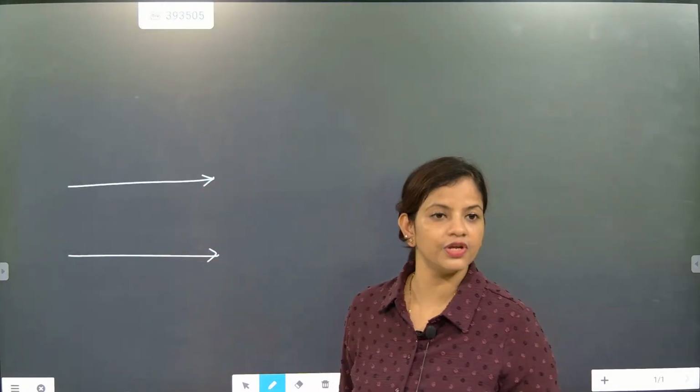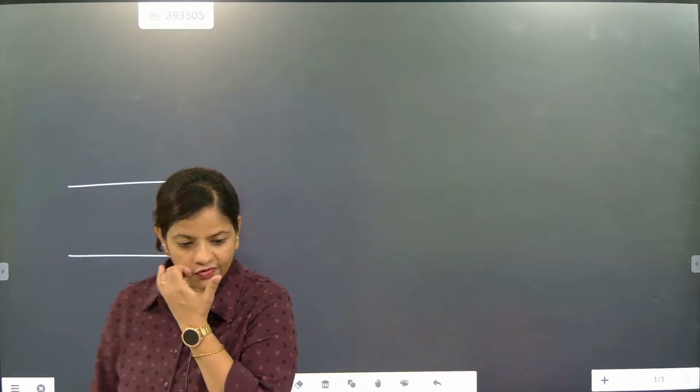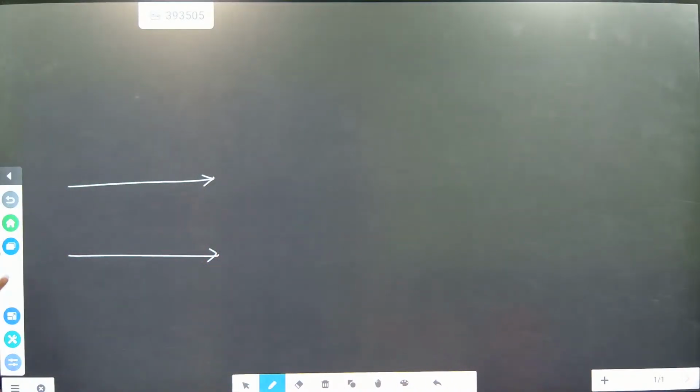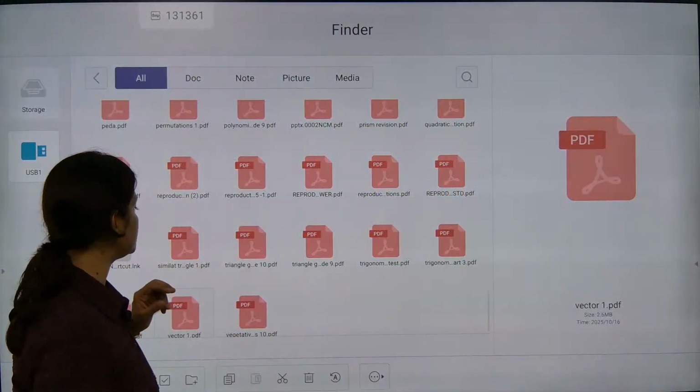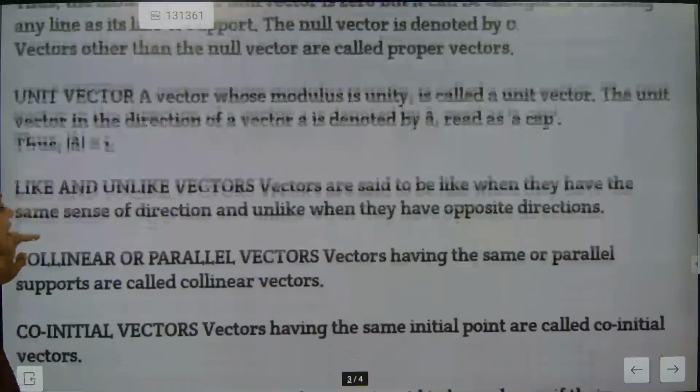That's also what we are going to do. Got it? So now, beta, we will go for the next part. Till here we have understood many things about vectors. This is the first introductory class of vectors. Now, collinear or parallel vectors.